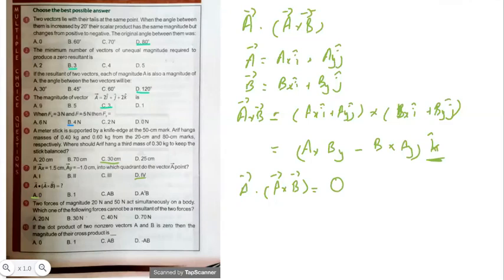Question number 9: two forces of magnitude 20 Newton and 50 Newton act simultaneously on a body. Which one of the forces cannot be the resultant of the two forces? दो forces हैं जो किसी भी body के ऊपर act कर रही हैं और हमें उनका जो resultant है वो बताना है कि वो कितना होना चाहिए.